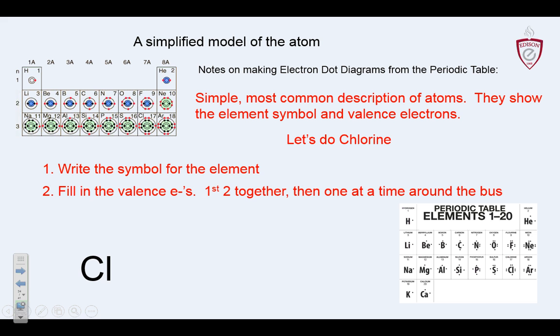Second thing you have to do is fill in the valence electrons. That's the outermost ones only. First two together at the top, then one at a time around the bus until you fill up the number of valence electrons that you have. For chlorine, look it up real quick. How many do we got? Let me look at my periodic table.